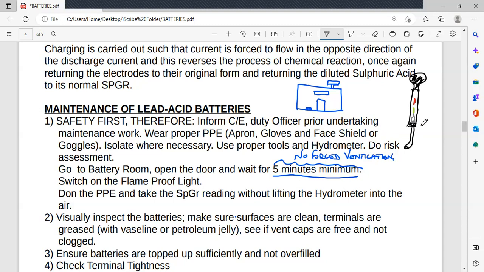So keep this inserted, and once you have taken the reading, push out the electrolyte very carefully, then remove it. Don't be in a hurry. Right, so that is what they mean: don the PPE, and take the specific gravity without lifting the hydrometer into the air.